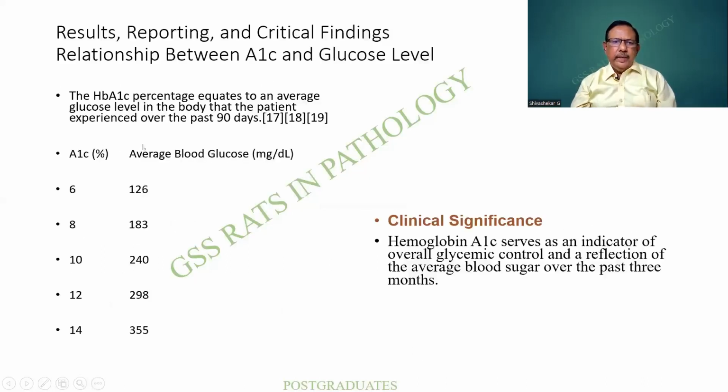And this is again the HbA1c equivalence. What happens is, if it is 6%, then there is a corresponding average blood glucose. If it is 8%, then it is 183. If the HbA1c is 10%, then it is 240. So the percentage reflects the blood glucose. It serves as an indicator of the overall glycemic control by the patient.